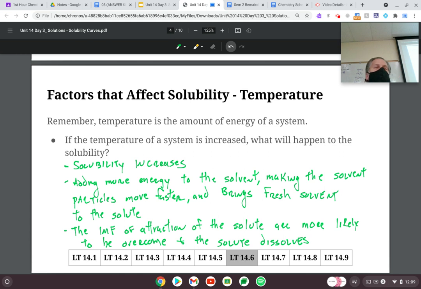at a faster rate. So if we want something to dissolve slower, we can do the opposite, which is to cool the substance or the system down. So that's one of the ways that we can affect solubility. We can increase and or decrease the temperature.